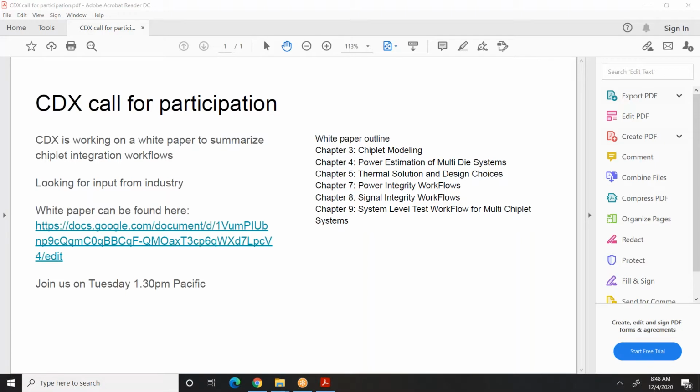Specifically, the charter of CDX is the data exchange to allow integration of chiplets, and the workflows around that. So if you have input, please come on Tuesday and help us out. We would definitely benefit from your input.